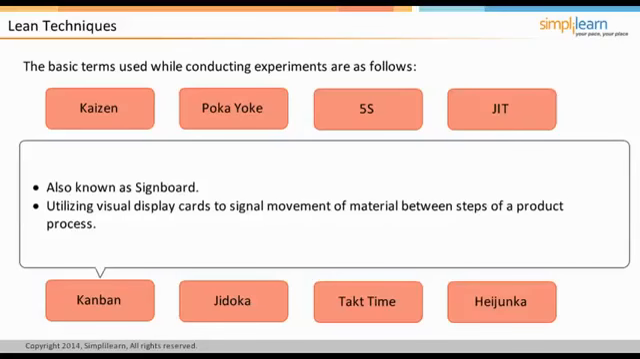The fifth technique is known as Kanban, which means signboard in Japanese. Kanban utilizes visual display cards to signal movement of material between the steps of a product process. This is one of the examples of visual control in Lean.